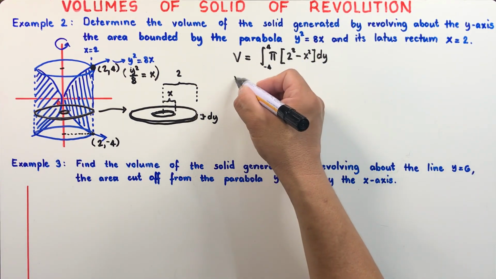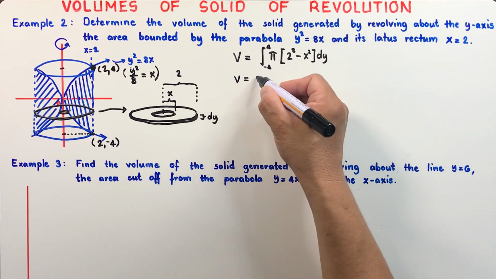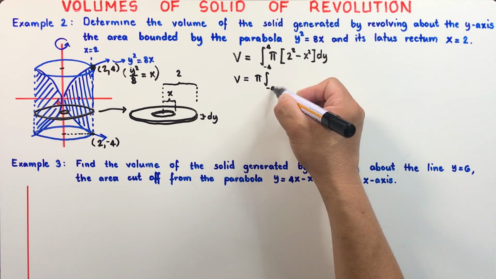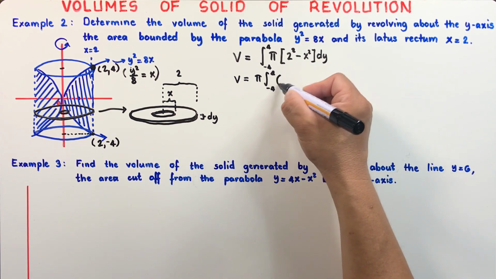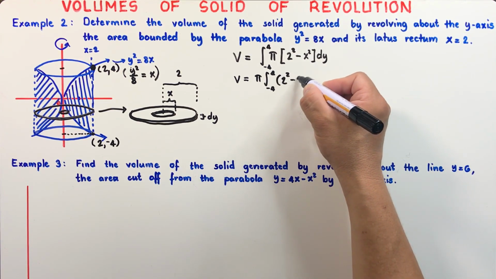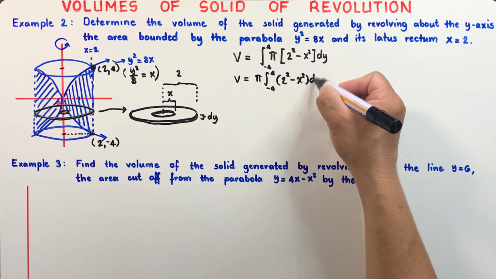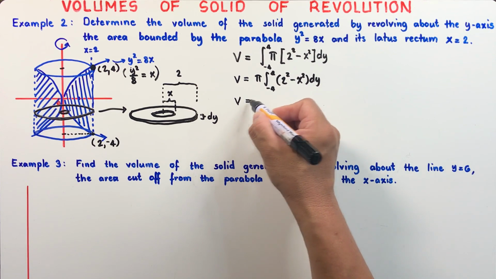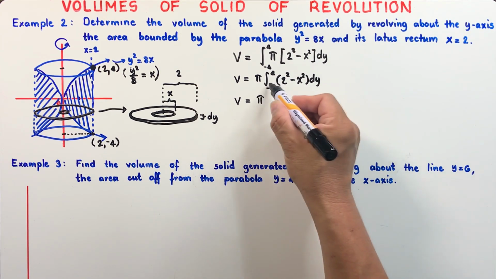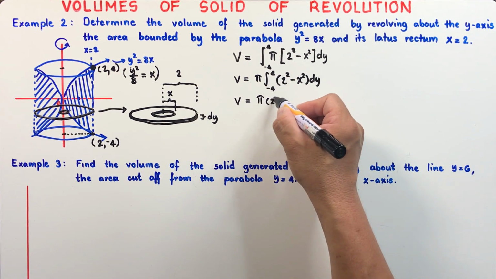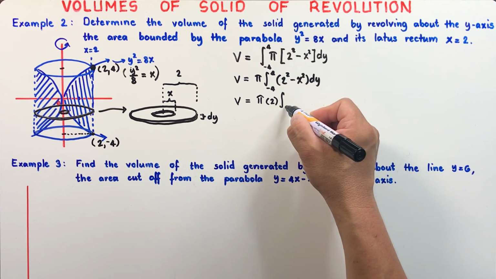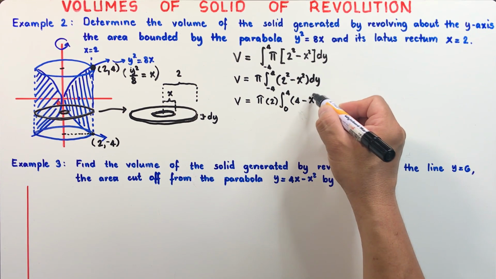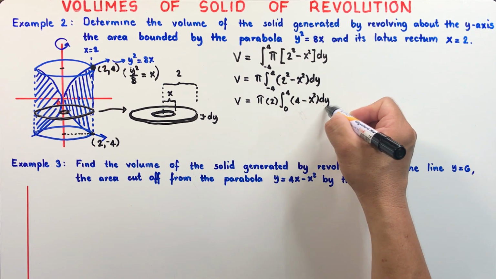Now let us factor out the pi outside the integral symbol. So this is pi times the integral from negative 4 to 4 of 2 squared minus x squared dy. But we can simplify our volume by multiplying the whole thing by 2, because we just integrate from 0 to 4 of this 4 minus x squared dy.